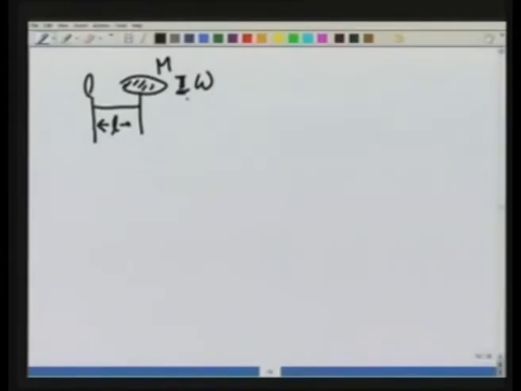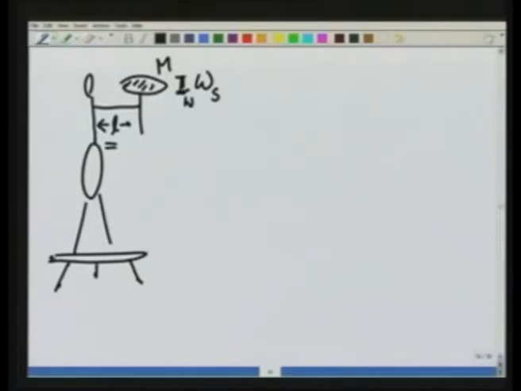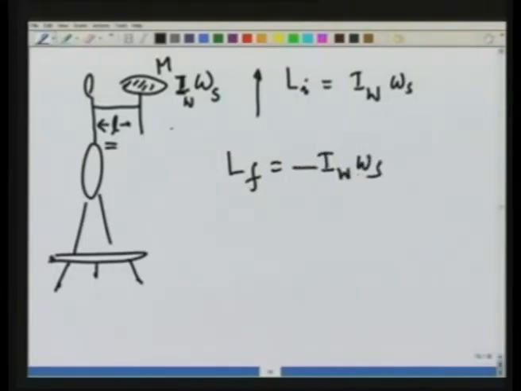When I was holding this wheel, let its moment of inertia be I wheel, let it move with the speed omega s, let its mass be m, and let the length of my arms be L, and I was holding it on the platform. When I tilted it, the initial momentum L initial was I wheel times omega s, L final is going to be minus I wheel omega s, because I have tilted it like this. Therefore, I have to start moving.